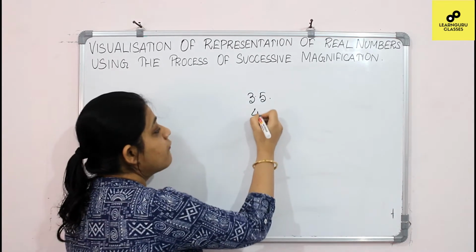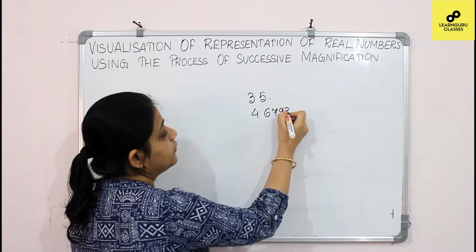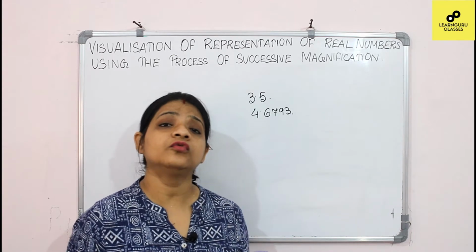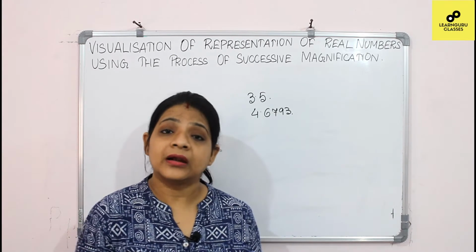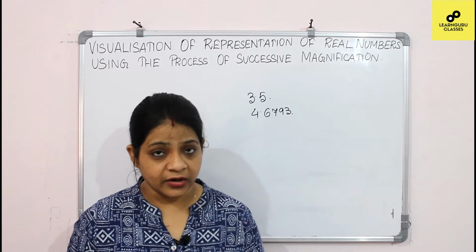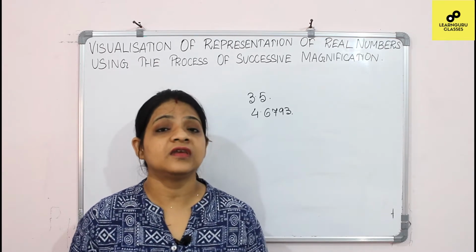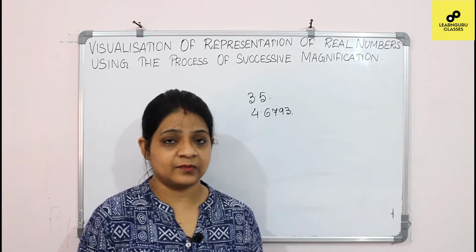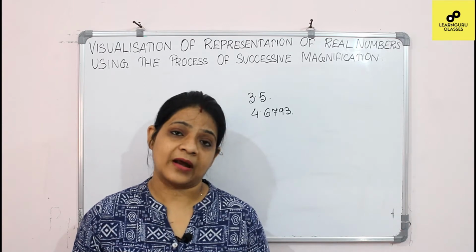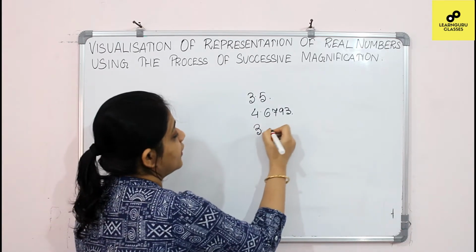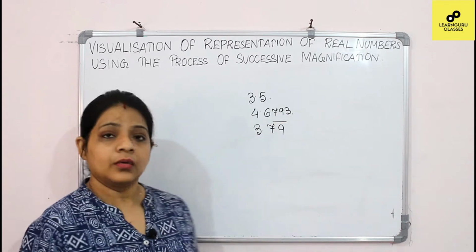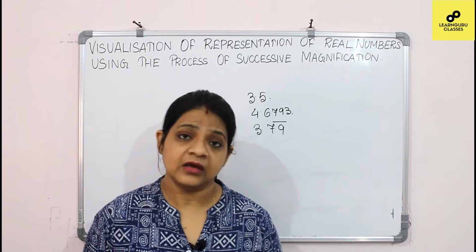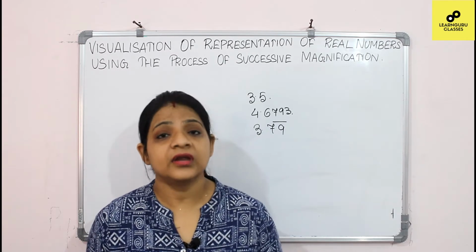For example, 4.6793. Okay, so 4 digits are after the decimal point. So we are going to see how to represent multiple digits after the decimal point, as well as how to represent a non-terminating or recurring decimal expansion, for example 3.79 bar, on the number line. So these things we are going to see. This has a separate approach.